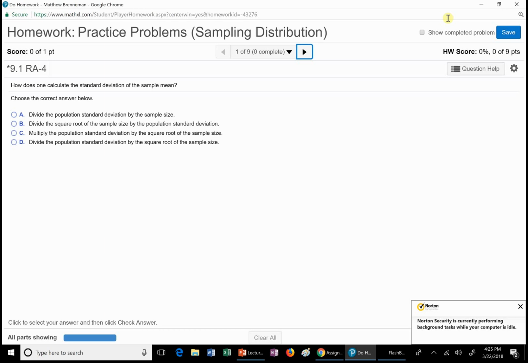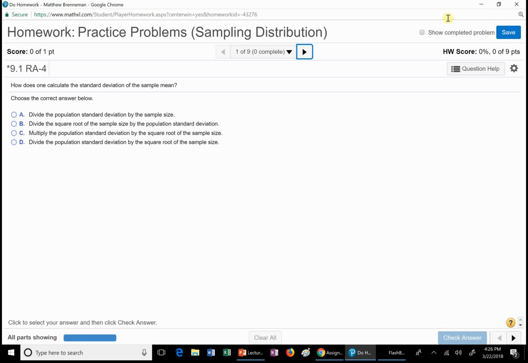So this is for C, right? Multiply the population standard deviation, that's sigma, by the square root of the sample size, right? So how would I write that? I'm multiplying it by the square root. And what's the symbol for sample size? N. Even on a Sunday. N is always reserved for sample size in this sort of context, regardless of the problem.